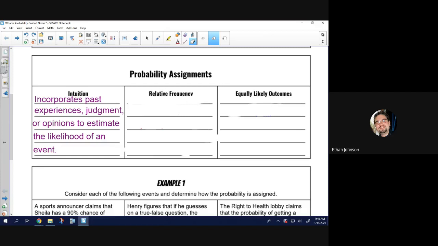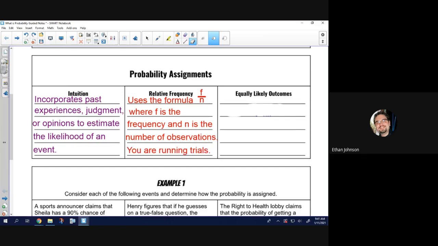Relative frequency uses this formula, F divided by N, where F is the frequency and N is the number of observations. In other words, we are running trials. We are rolling multiple dice. We are spinning a spinner multiple times. We're pulling a card from a deck multiple times.